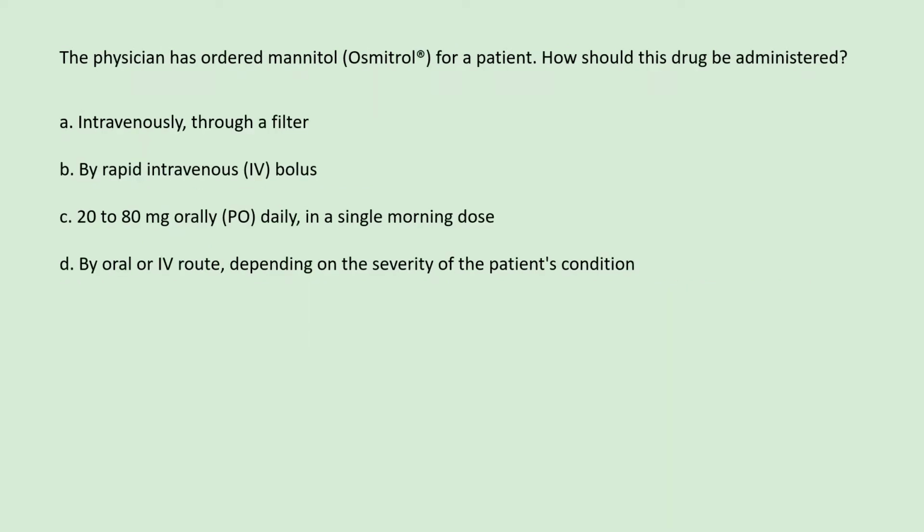The physician has ordered mannitol, Osmitrol, for a patient. How should this drug be administered? A. Intravenously, through a filter. B. By rapid intravenous, IV, bolus. C. 20 to 80 milligrams orally, PO, daily, in a single morning dose. D. By oral or IV route, depending on the severity of the patient's condition.